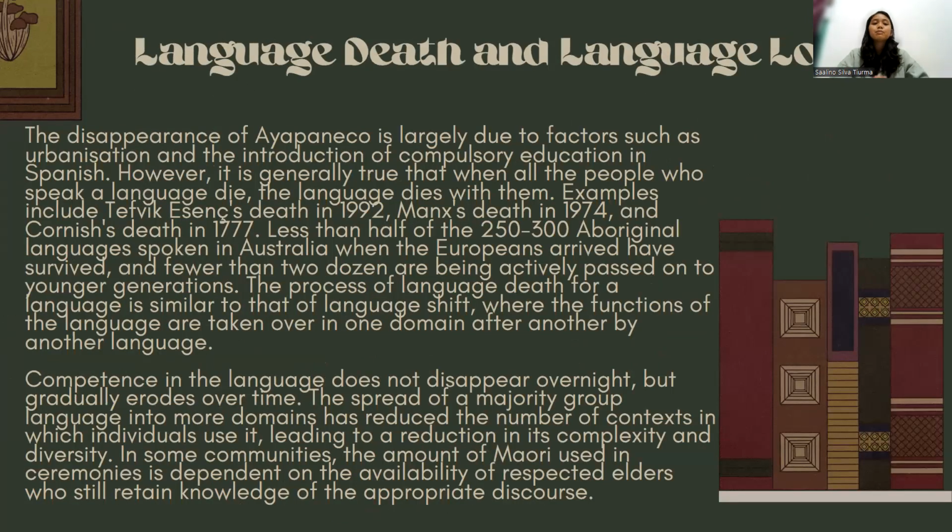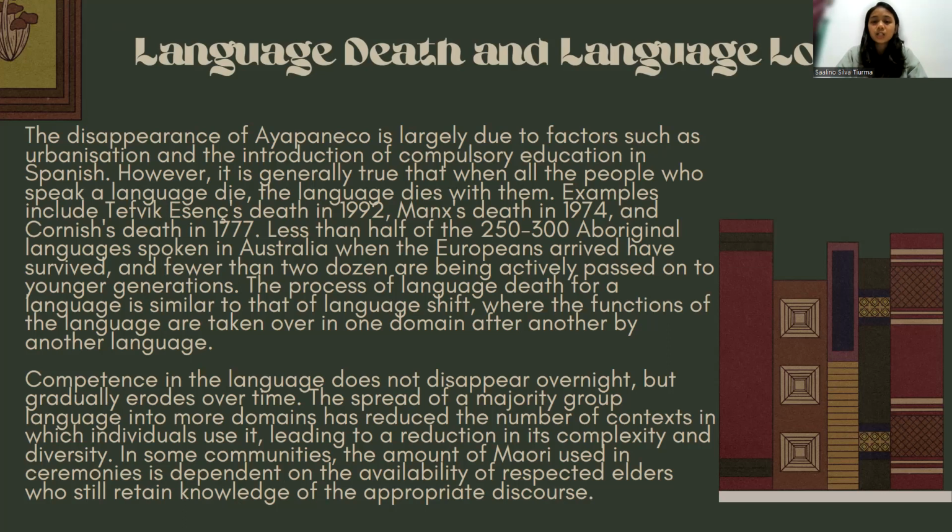Okay, next is about language death and language loss. Okay, the disappearance of Ipeneco is largely tied to factors such as urbanization and the introduction of compulsory education in Spanish. However, it is generally true that when all the people who speak a language die, the language dies with them. Examples include Chiftic Essence in 1992, Manx in 1974, and Cornish in 1777.